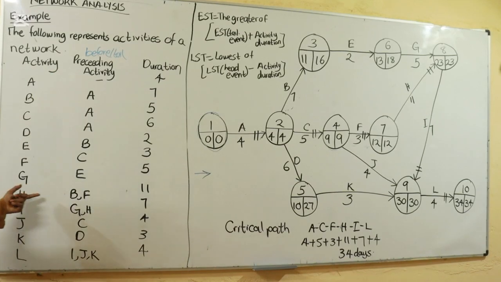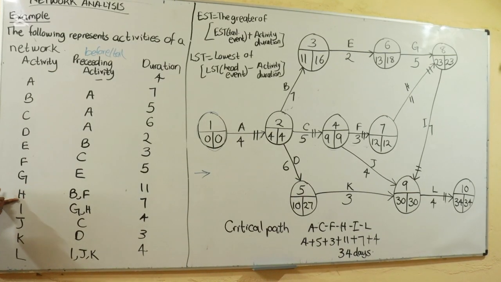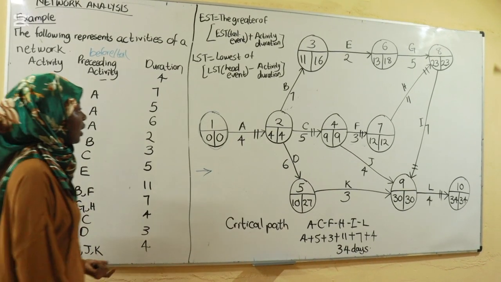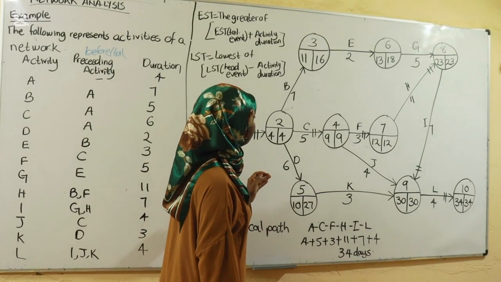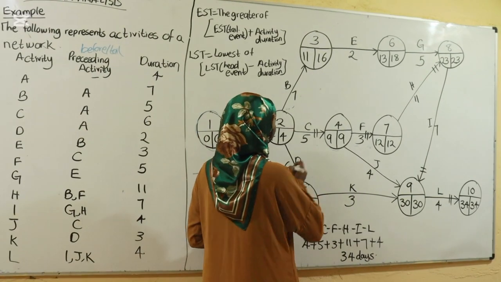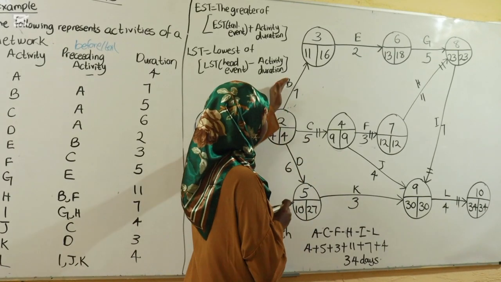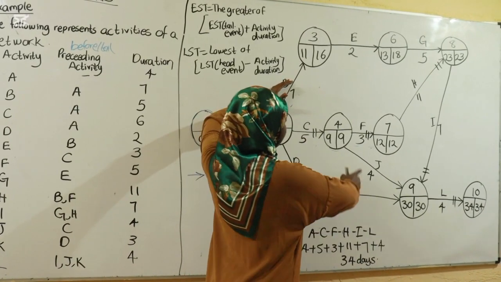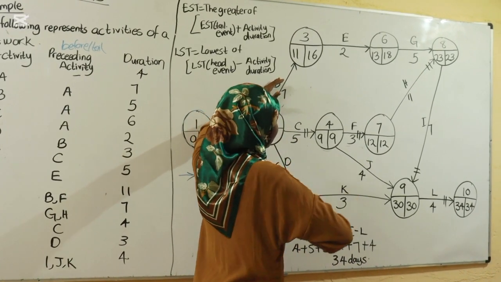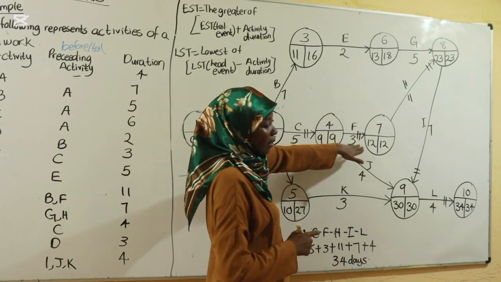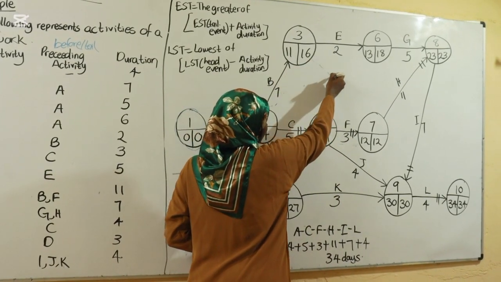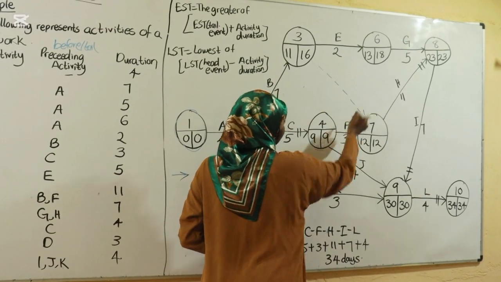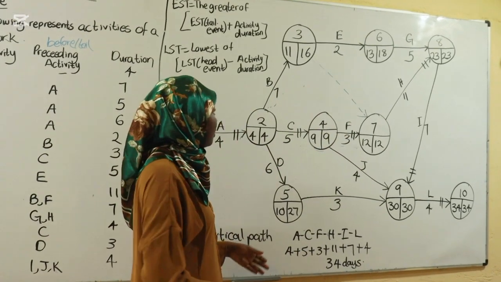And then H stems from B and F. Now, where is our activity B? H stems from B and F. Yes, now we have activity B here, and you have activity F here. And H should come from B and F. Now this is where you're going to use the dummy. You're going to use the dummy activity.